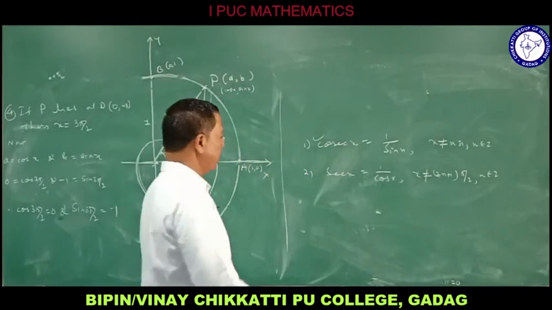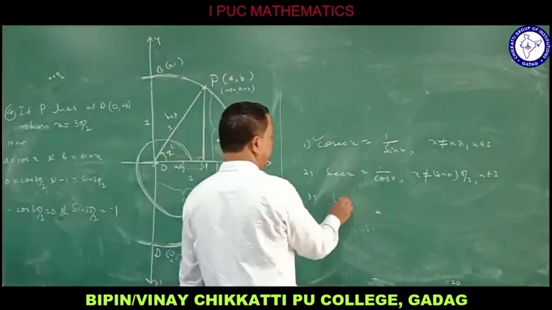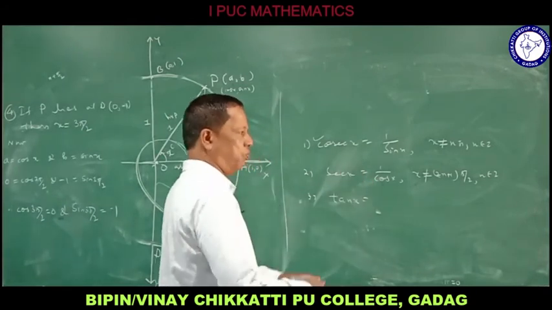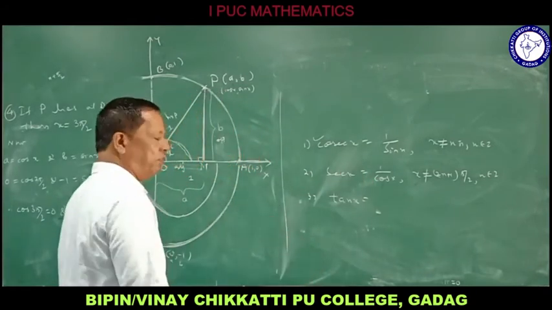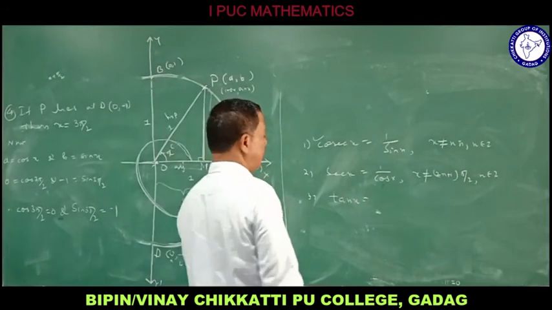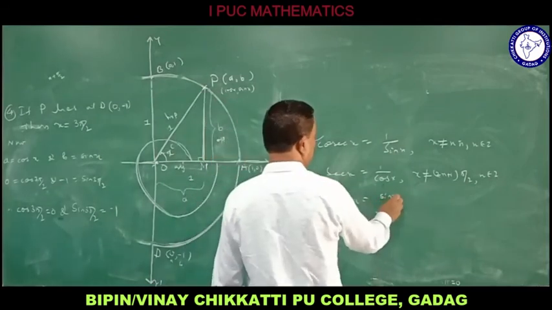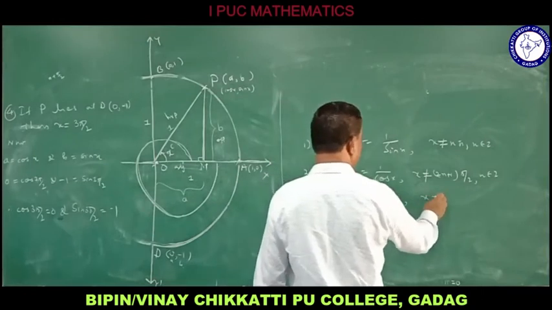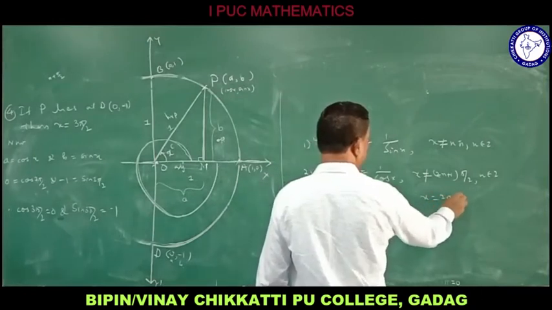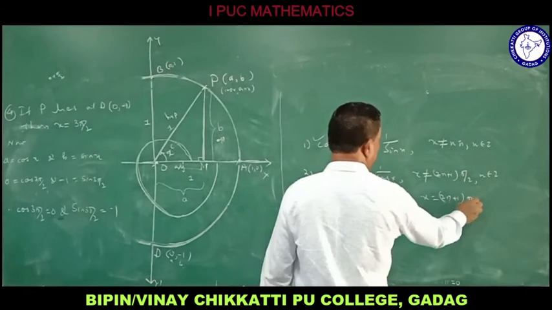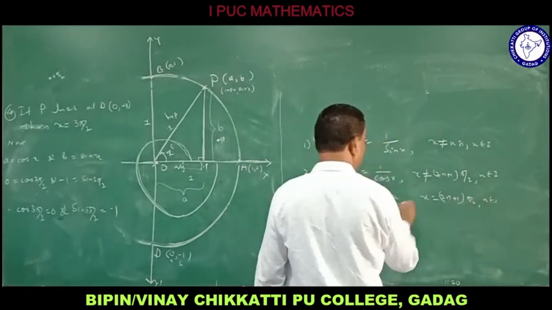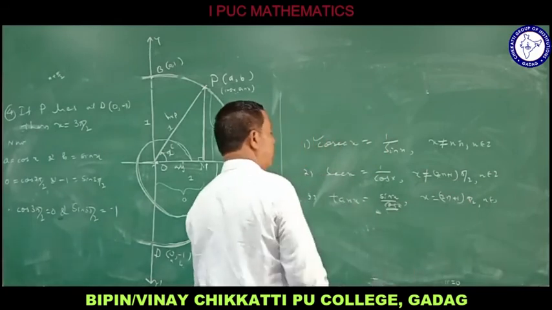And similarly, you go for tan x. So trigonometric functions expressed only in terms of sine and cos: sin x by cos x. Here also x should not be (2n plus 1) pi by 2. Why? Because the denominator cos x should not be 0.